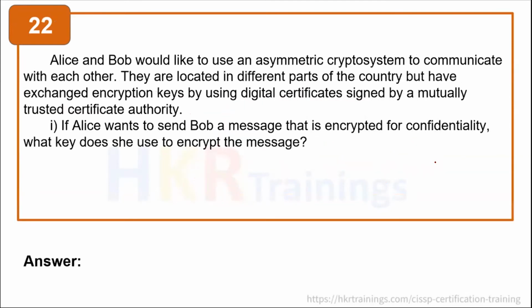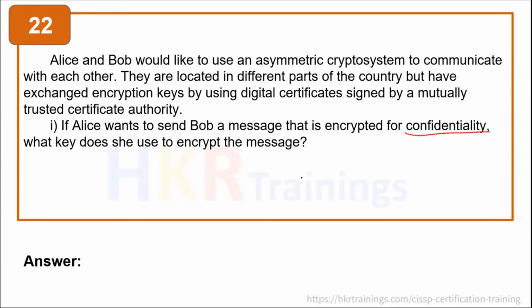Moving on to the 22nd question. Alice and Bob would like to use an asymmetric crypto system to communicate with each other. They are located in different parts of the country, but have exchanged encryption keys by using digital certificates signed by a mutual trusted certificate authority. If Alice wants to send Bob a message that is encrypted for confidentiality, what key does she use to encrypt the message? So the aim is to achieve confidentiality.